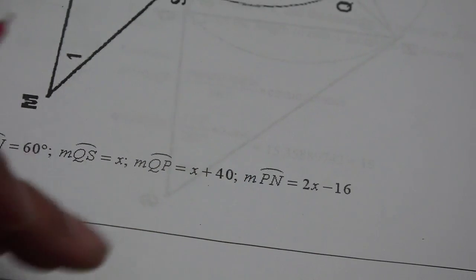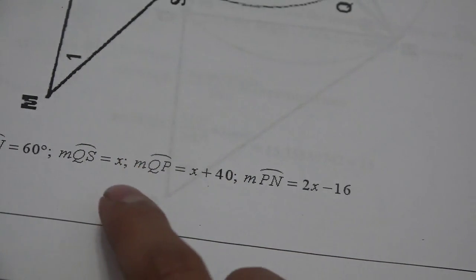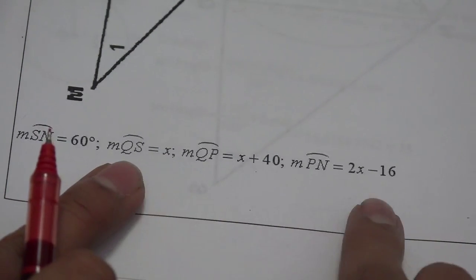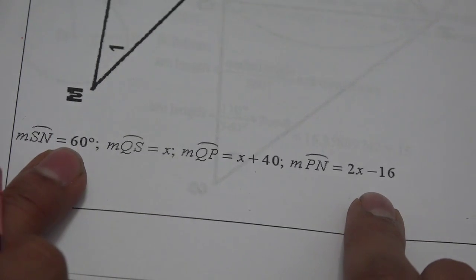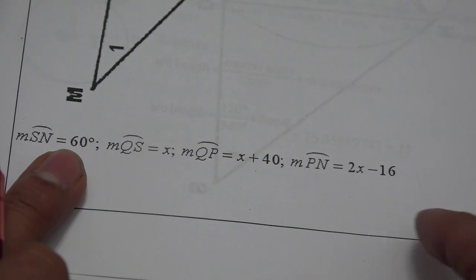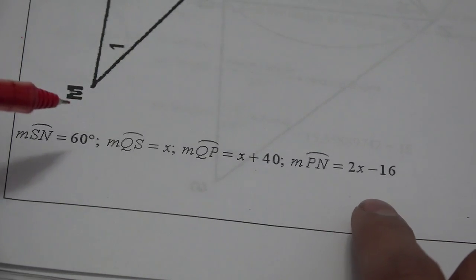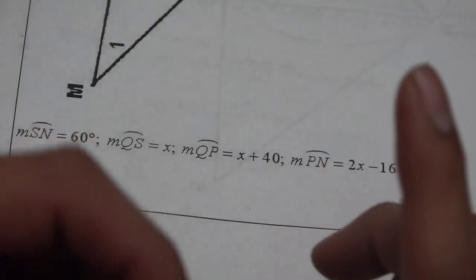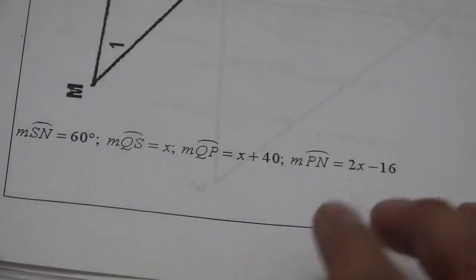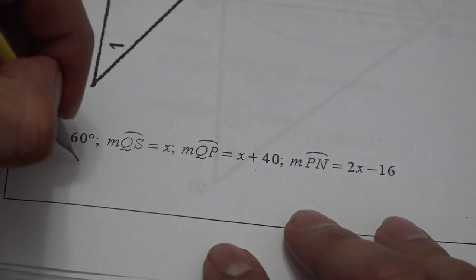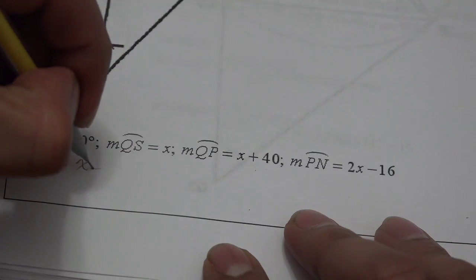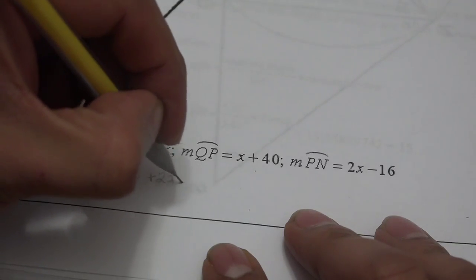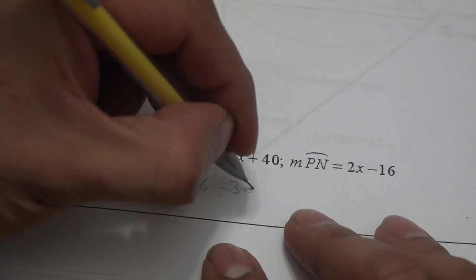Okay, so you know what I'm going to do? I could do two things. Add them all up and equal them to 360, or just add these and equal them to 300, because I already know this is 60. Which one do you want me to do? I'll just add them up and equal them to 300, excluding this one. I'm going to write with a pencil because even though I'm a math teacher, I make mistakes. So X plus 40 plus 2X minus 16 equals 300.